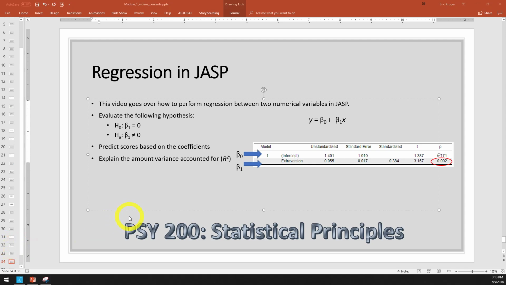In this video, I'm going to review how to do regression in JASP. Just to start with, we're going to go over kind of the basics of the regression output. Remember, with regression, this is the formula for simple regression, where we are trying to predict y based on an intercept and a slope, and the slope is multiplied times x. So we're trying to predict y based on x. We have two statistics, the intercept and the slope.